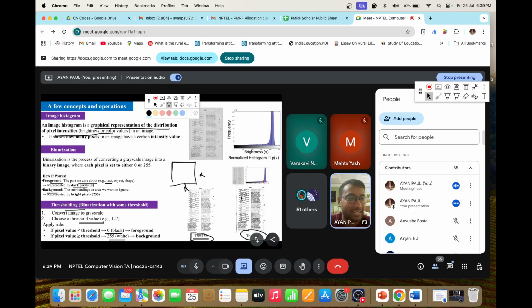What is binarization? Just converting a grayscale image to a binary image is known as binarization. Binary image means either the pixel value is 0 or 255. So that is binarization.